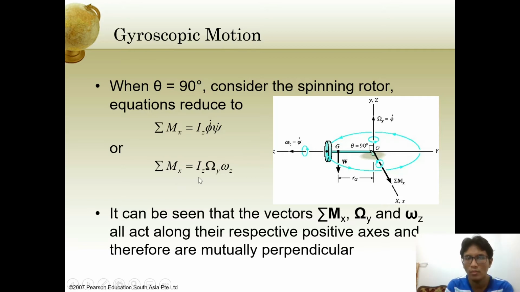So if we have very high spin velocity, the precession will be slow. The precession will be slow. But if the spin is low, the precession should be faster.